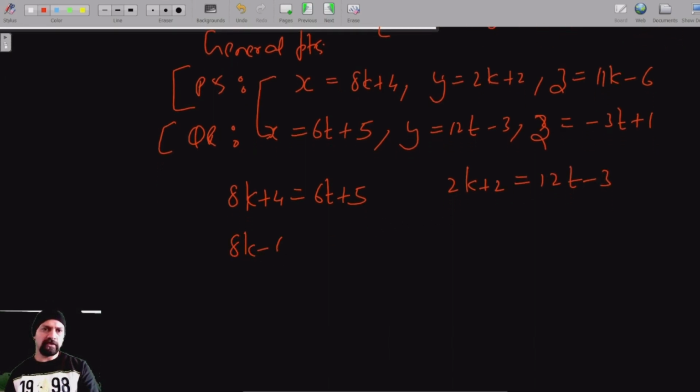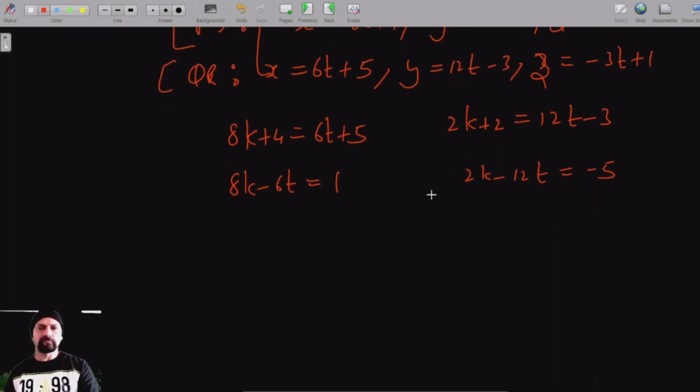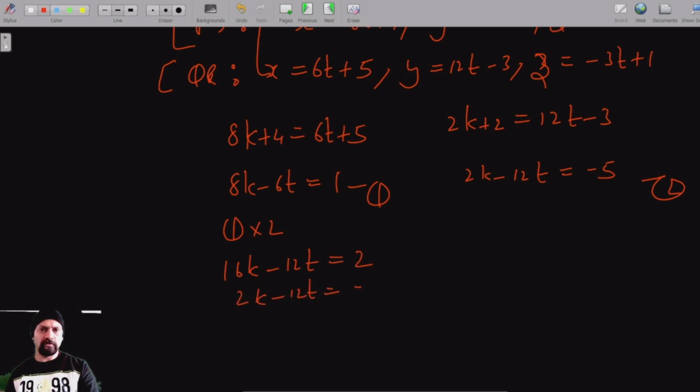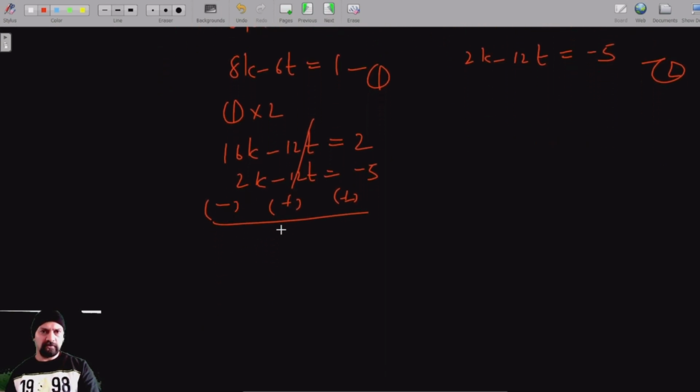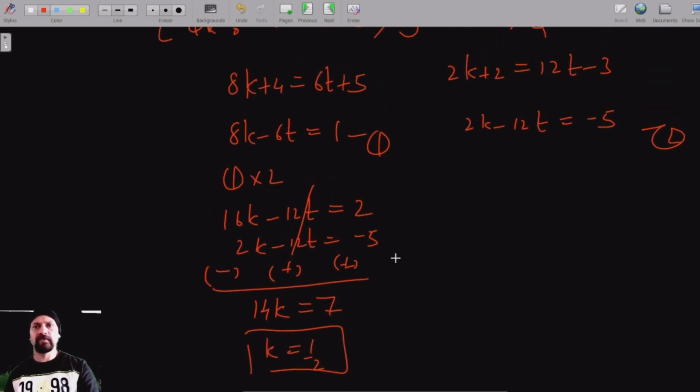So this becomes 8k minus 6t is equal to 1, and 2k minus 12t is equal to minus 5. So these are equations 1 and 2. Solving 1 and 2, let's multiply 1 with 2, which gives 16k minus 12t is equal to 2, and 2k minus 12t is equal to negative 5. Subtracting, the t terms get cancelled. 16 minus 2 is 14k, which is equal to 7, and k is equal to half.